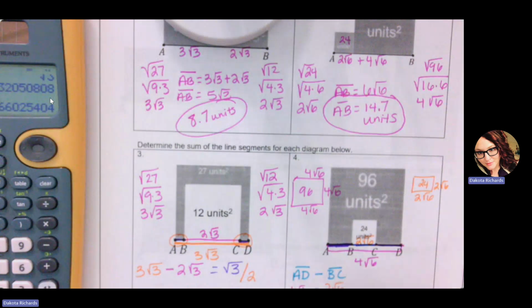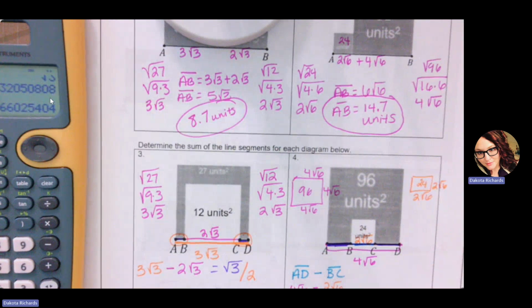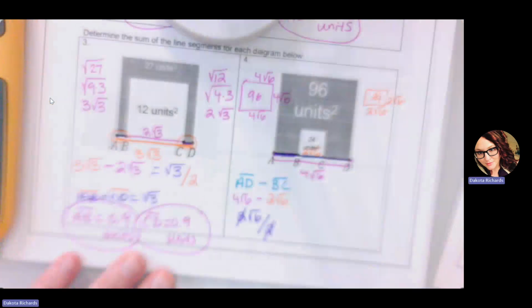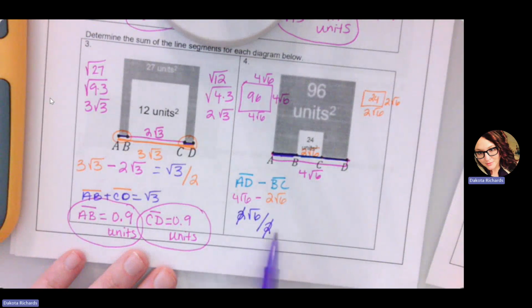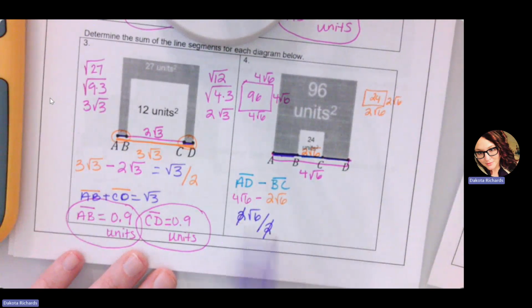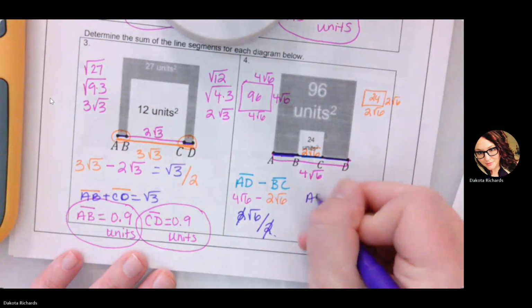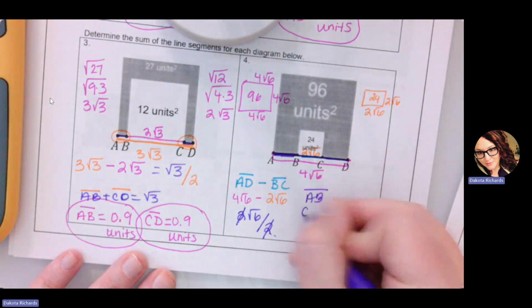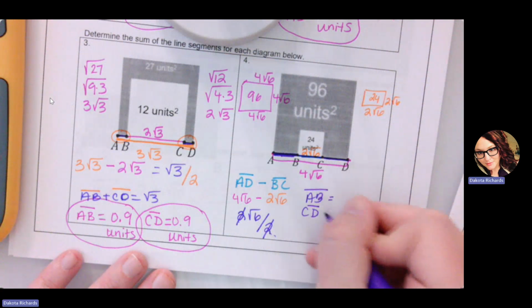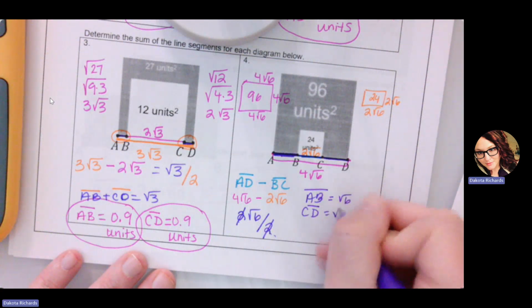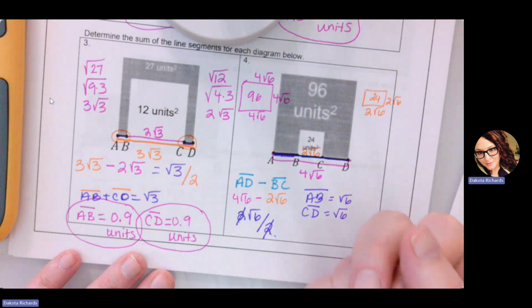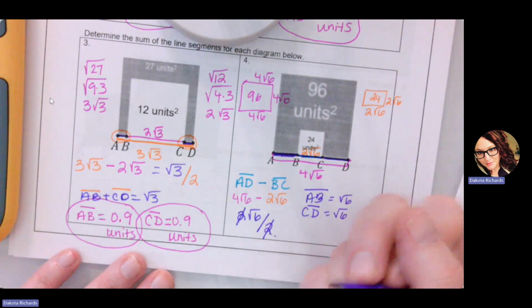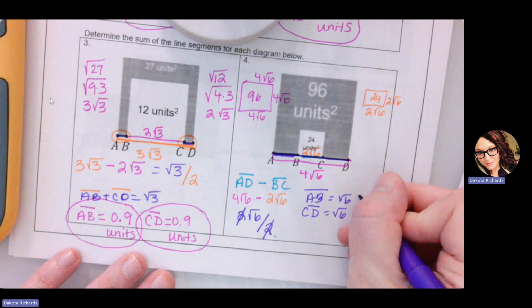But when you divide by 2, those cancel out, right? When you take the square root of 6 and you divide by 2, they cancel each other out right here. So AB and CD, they both equal the square root of 6. When you get the decimal version of that, you get 2.5.